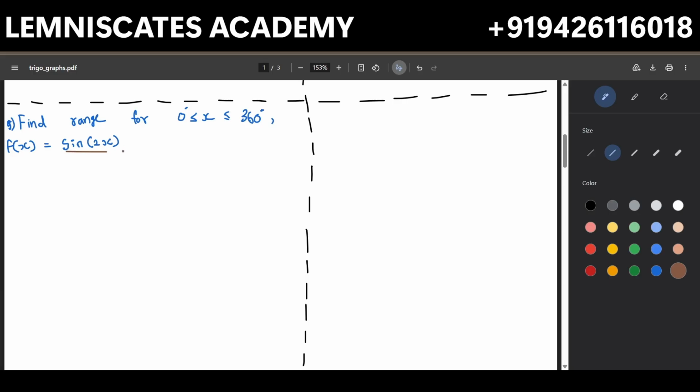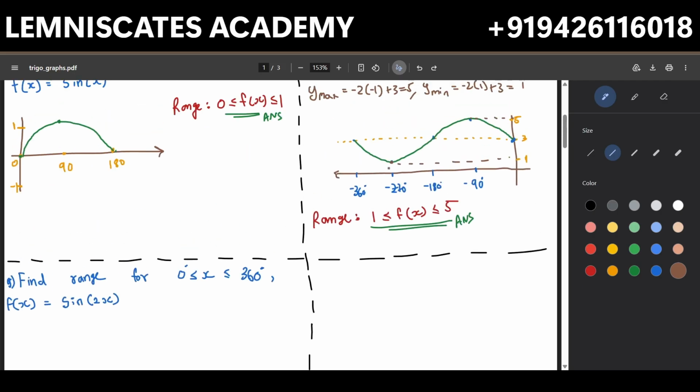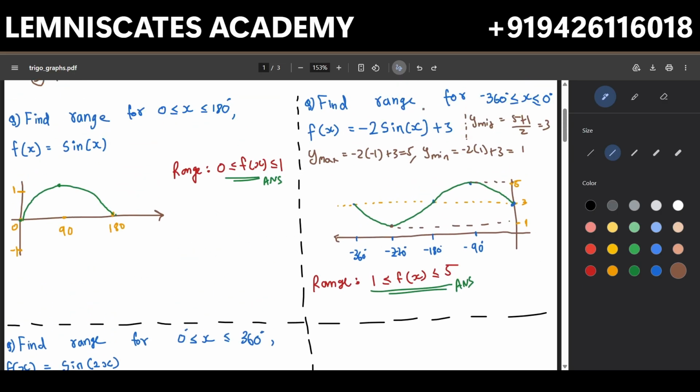So a function of sine 2x is given to us and we are supposed to find the range between 0 to 360 degrees. Now please notice that there is no y transformation in this case, only an x transformation. We know that this is a squeeze of the graph and the stretch factor, if you want, is 1 by 2. All the x values are going to be reduced to half. That is what we know. Unlike the previous question, where we saw that there was no transformation in the x-axis. There was only the stretch factor of -2 and the translation of +3 happening in the y-axis.